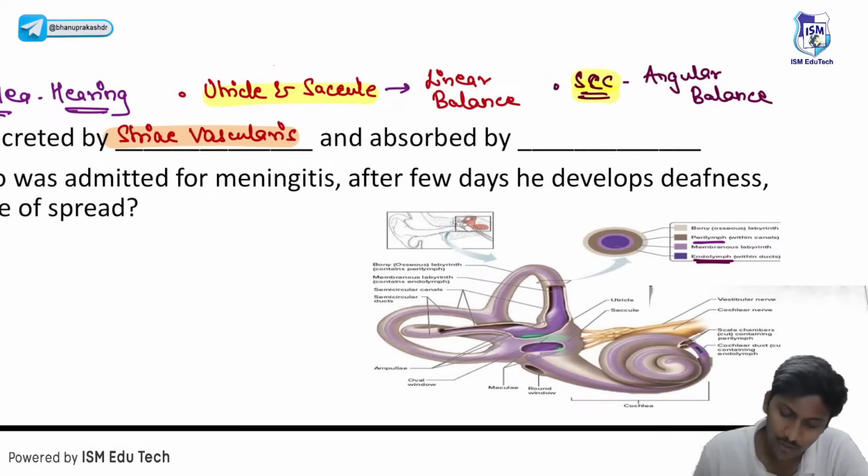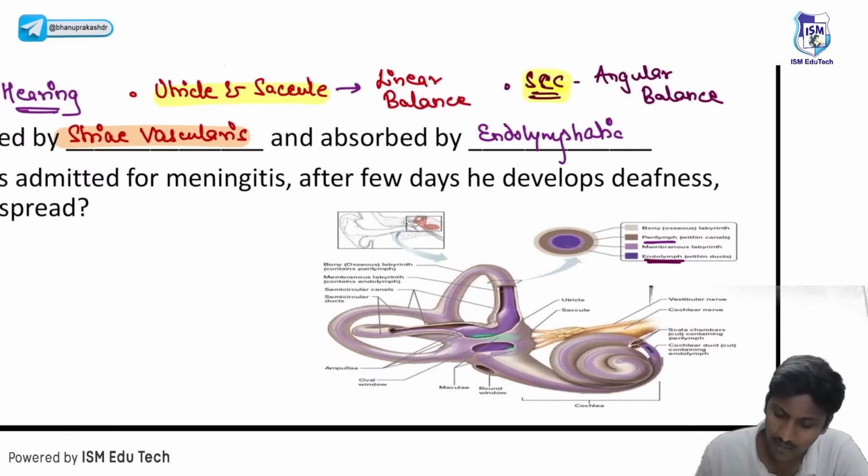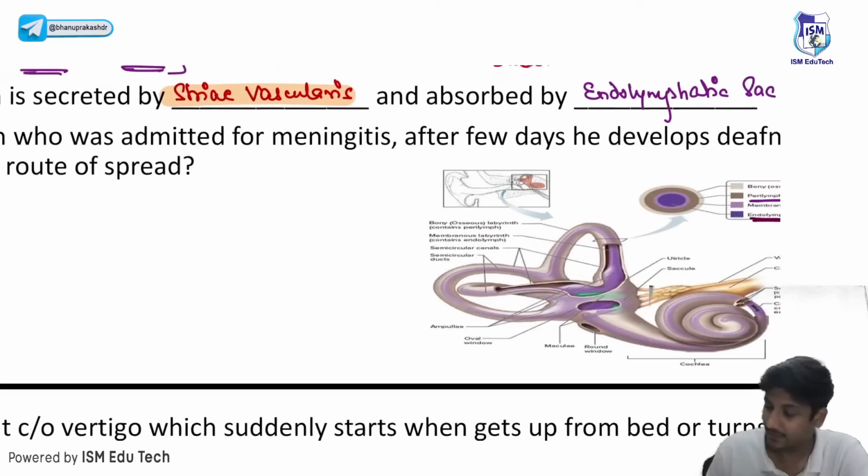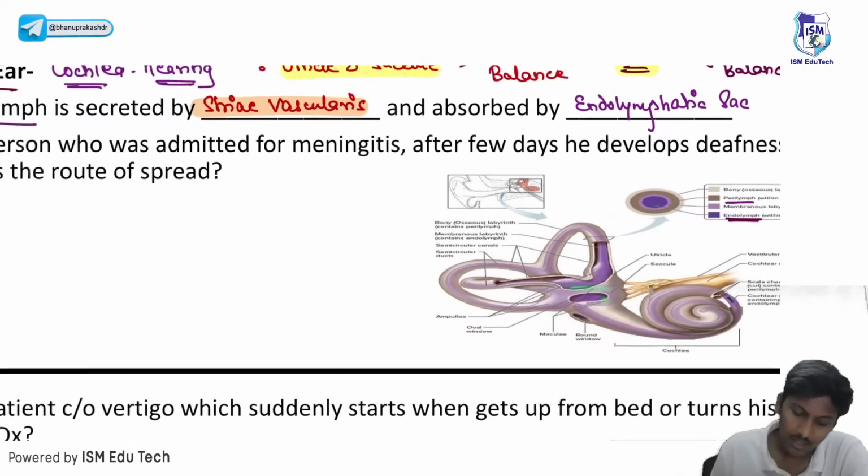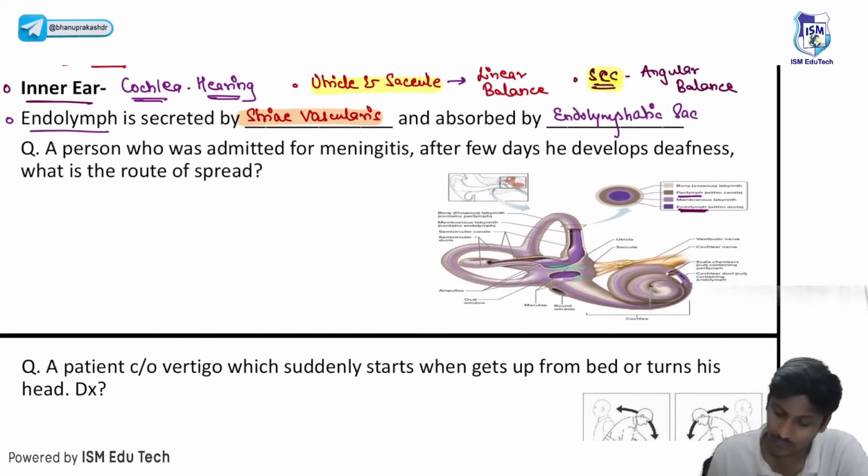So this endolymph is absorbed by the endolymphatic sac. It is produced or secreted by the stria vascularis and absorbed by the endolymphatic sac. That you need to remember properly. So that is important. No issues with this, anybody?